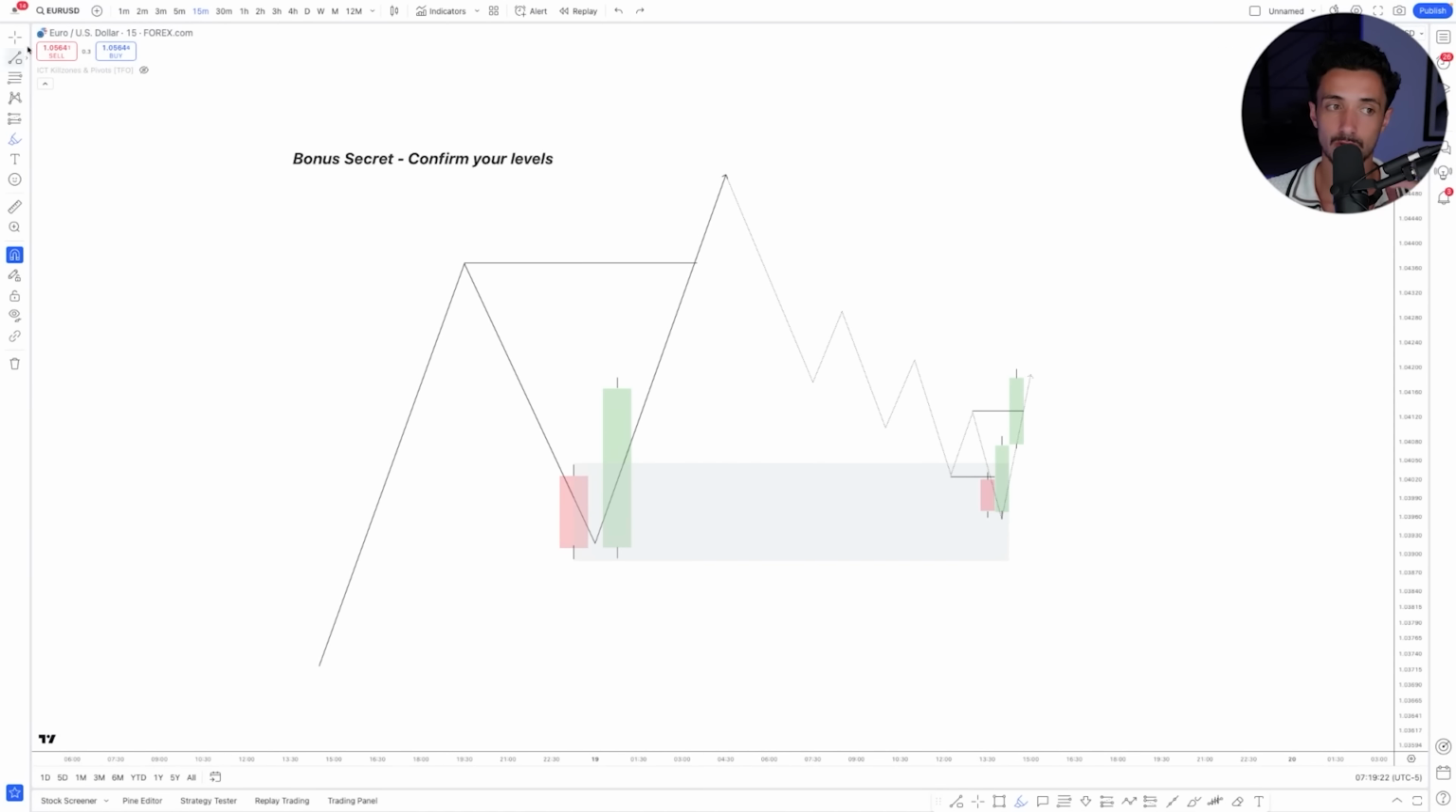That is your cue to act. You don't need to get stopped out immediately. Wait for a reaction on your level. Wait for the lower time frame shift. You don't need to react straight away. Wait for a lower time frame. Wait for that shift to occur.